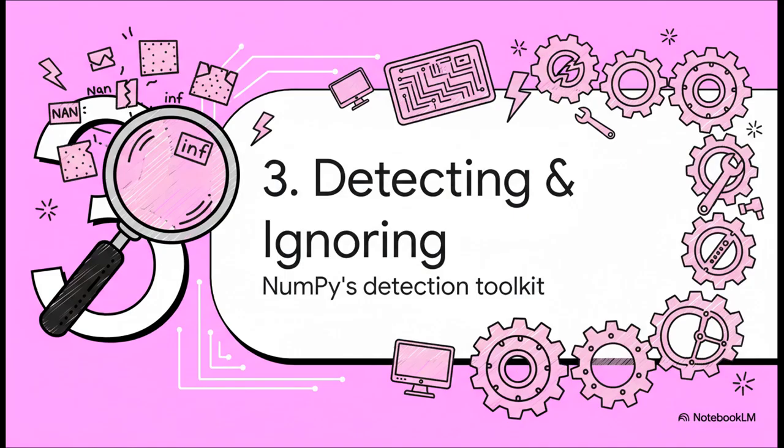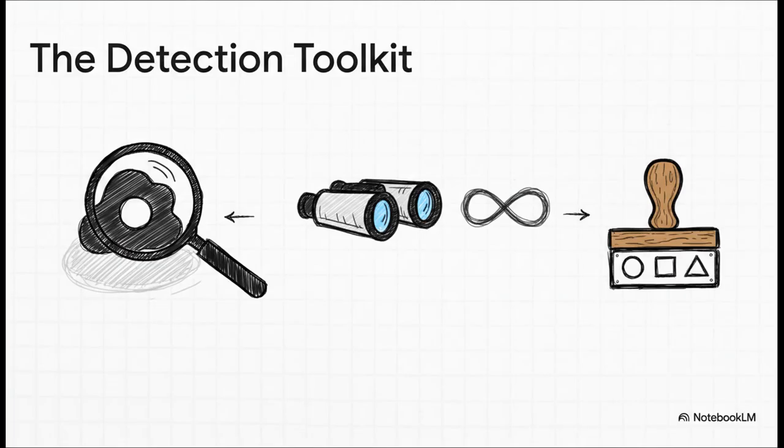Let's get our hands on the NumPy tools we can use to find these nan and inf values and actually get some work done. NumPy gives us 3 main tools for this detection job. First, you've got np.isnan. Think of this as your dedicated nan detector. Then there's np.isinf, which, you guessed it, scans for any values that have flown off to infinity. And then there's my personal favorite, np.isfinite.